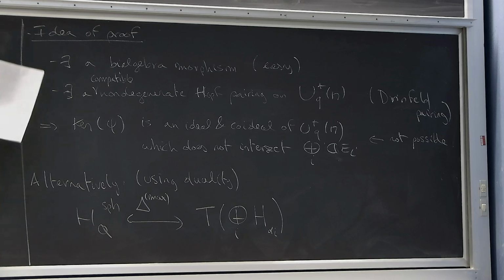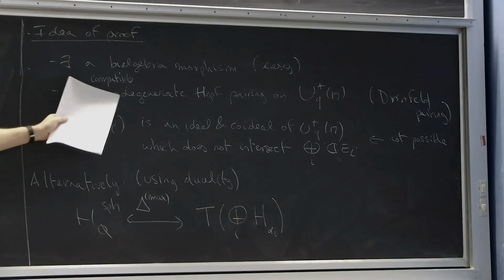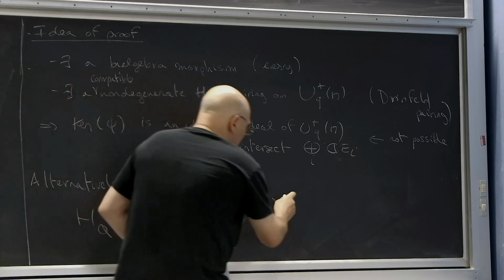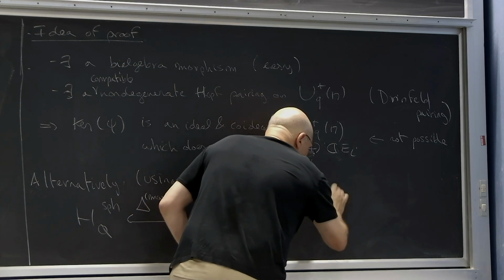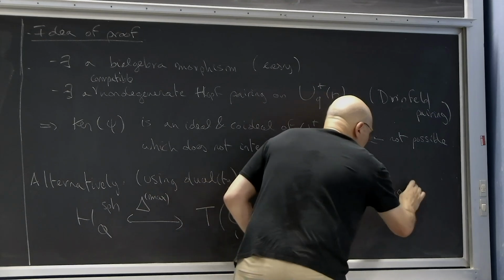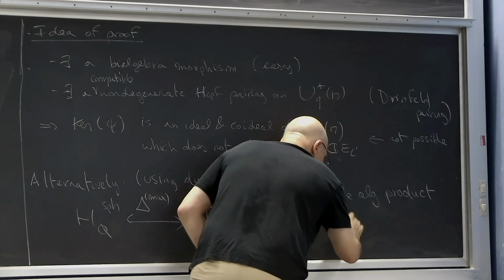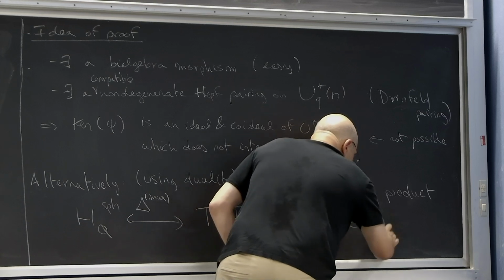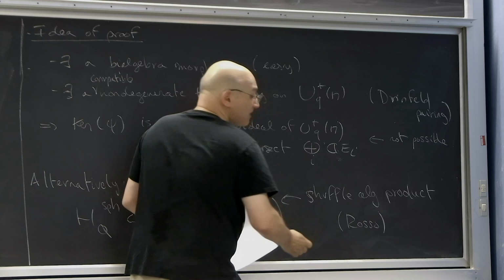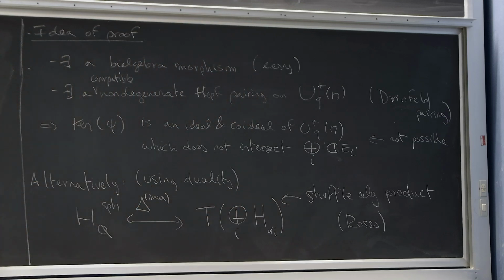You can also phrase the existence of the non-degenerate Hopf pairing on this spherical Hall algebra by saying that this is an embedding. And in fact, we can equip it with an algebra product, which is a shuffle algebra product, which was introduced by Marc Rosso a long time ago, which makes sense in any braided tensor category.